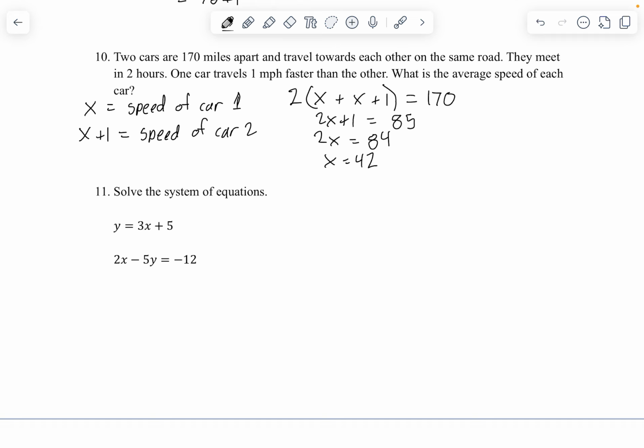Okay, so 42, so the speed of car 1 would be 42 miles per hour. And the speed of car 2 would be one more than that, so 43 miles per hour. So those were the average speeds of the two cars right there. Okay.